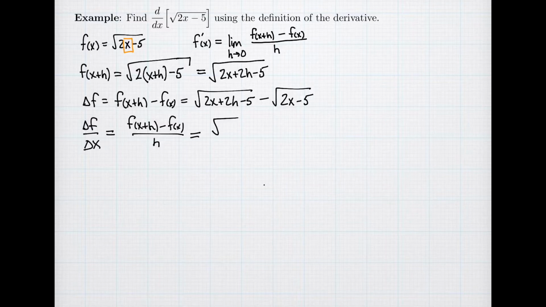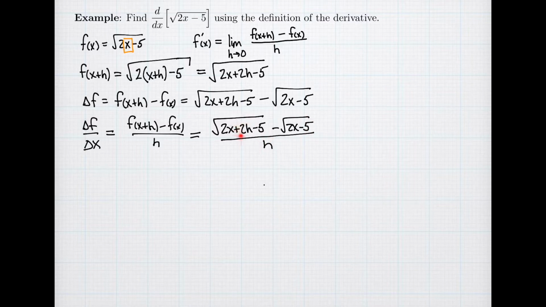So when I substitute in my square root formulas, I get the square root of 2x plus 2h minus 5 minus the square root of 2x minus 5, and divide it by h. That's my difference quotient. Now, in order to calculate the derivative, I'm going to need to take a limit as h goes to 0 of my difference quotient. And notice right now, if I divide by h equals 0, I can't do that. This is an undefined value when h is 0.